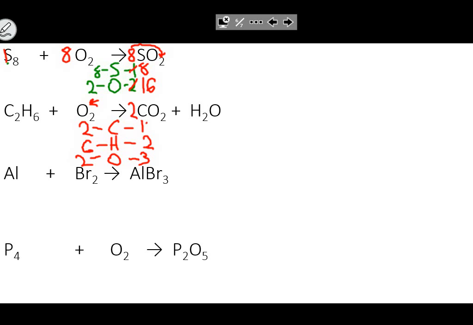So I need a 2 here to balance the carbons. I got 6 hydrogens, so I need a 3 here. So my carbons and my hydrogens are balanced. Now we got to go back and check to see what our number of oxygens are. So we got 4 from here, 3. So right now we got 7.